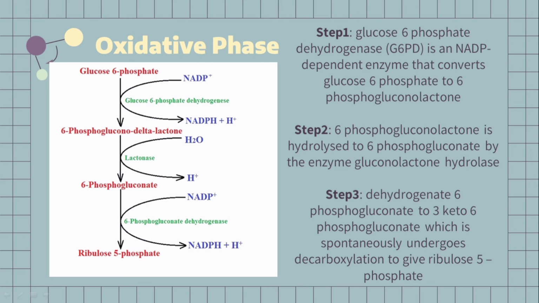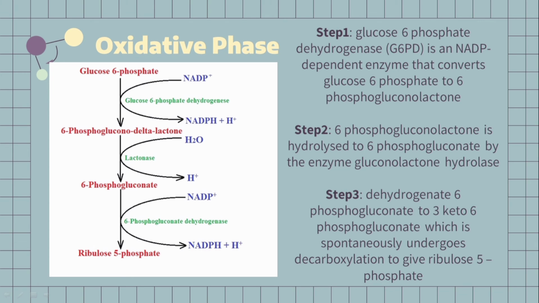Step 1. Glucose 6-phosphate dehydrogenase or G6PD is an NADP-dependent enzyme that converts glucose 6-phosphate to 6-phosphogluconolactone. The initial metabolites of the pentose phosphate pathway are glucose 6-phosphate, 2 NADP plus, and H2O. The oxidative phase starts with dehydrogenation at the C1 atom of glucose 6-phosphate, a reaction catalyzed by glucose 6-phosphate dehydrogenase or G6PD. The reaction product is 6-phosphogluconolactone. Conversely, NADP plus is reduced to NADPH during this process. So NADPH is formed in this reaction and it is a rate-limiting step.